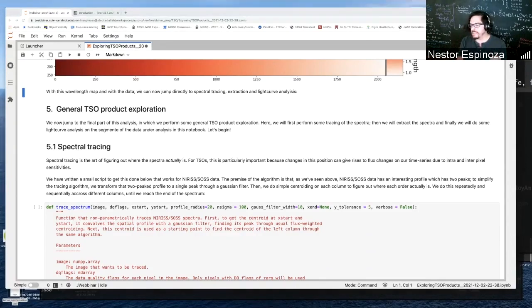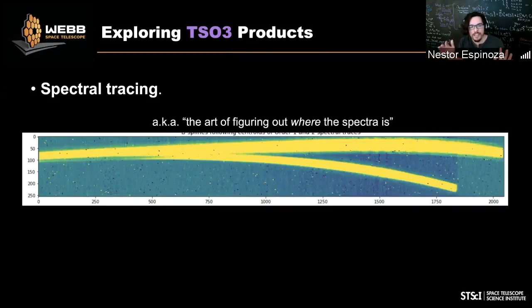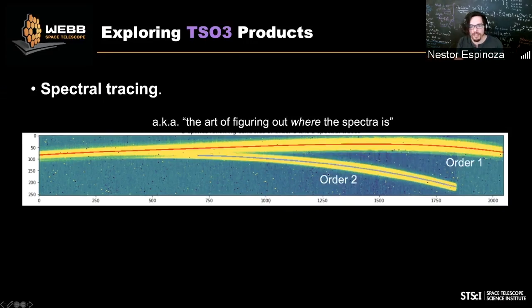And spectral tracing, for those of you folks that are new to spectroscopy in general, is the art of figuring out where the spectrum is. Of course you can see by eye that the spectrum goes here. So this is order 1 and this is order 2. And the art of tracing is figuring out exactly where this lies. And this is important for many reasons.